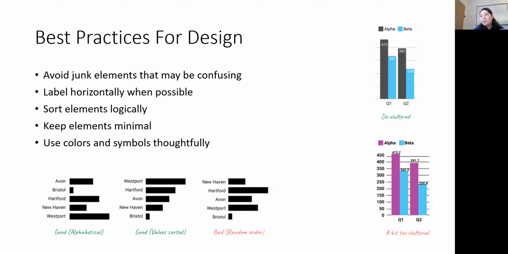Sort elements logically. That's what this chart was actually from: alphabetical versus a values sort versus a random order. Don't do random order. This is one of those things where you might need to rearrange the columns in your data set in order to order them in a way that will make sense for your visualization. So just being aware of that.